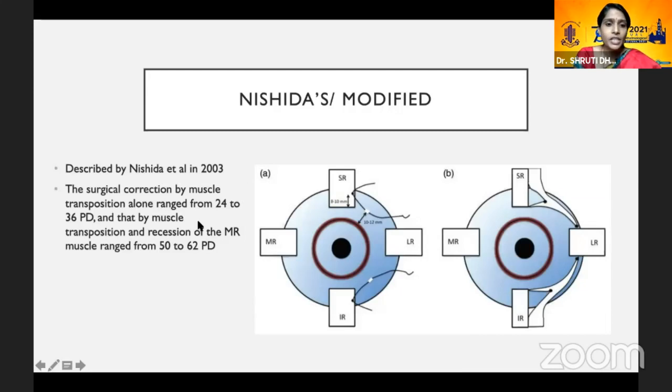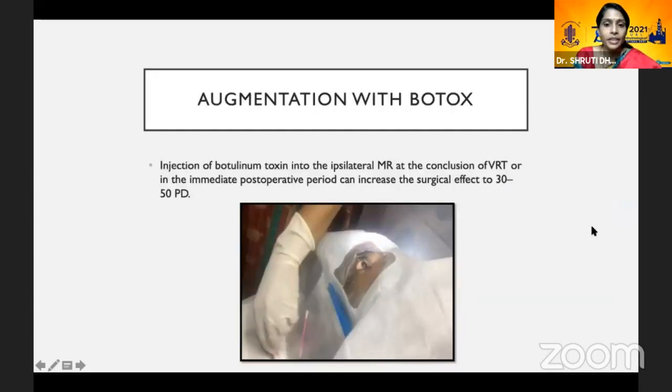The modified Nishida's procedure is a ciliary sparing, vessel sparing procedure, where we just take a non-absorbable suture around 8 to 10 mm behind, and we take a partial thickness, maybe around 1/3 of the thickness. We may or may not use a scleral insertion here, and then we attach it 8 mm behind the lateral rectus superiorly and inferiorly.